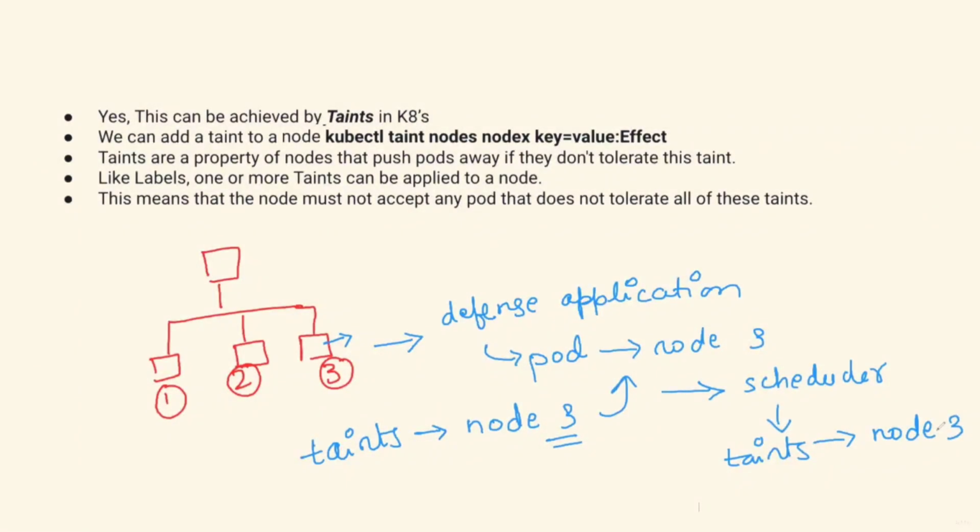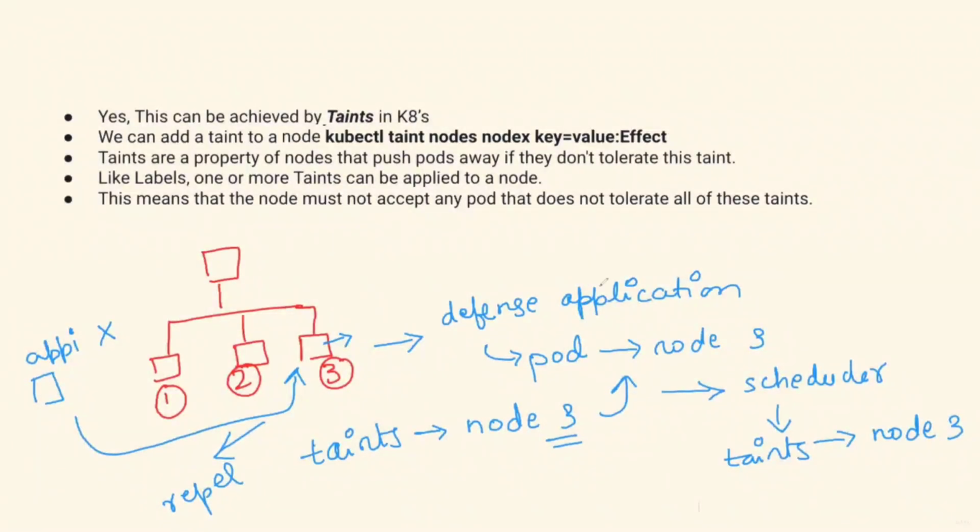What about other kinds of application? Let us say we have another application, application X. If it wants to deploy this application in node 3, because of the taint that is attached to this node, it will repel this pod off, saying that this particular pod from application X cannot be deployed on node number 3.